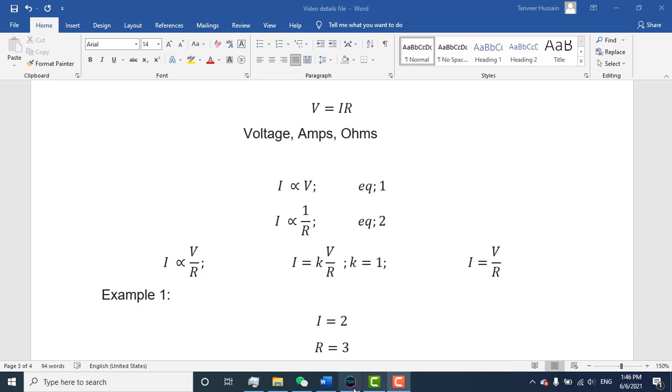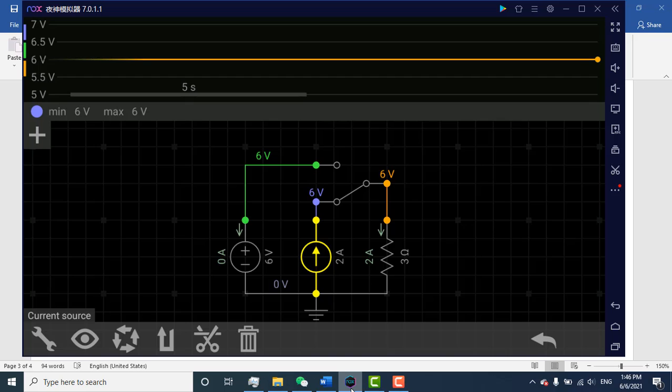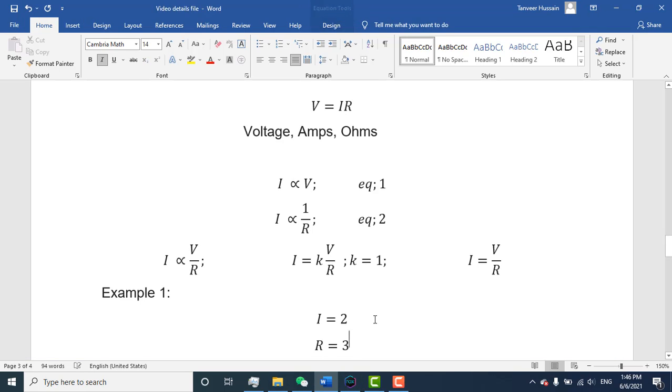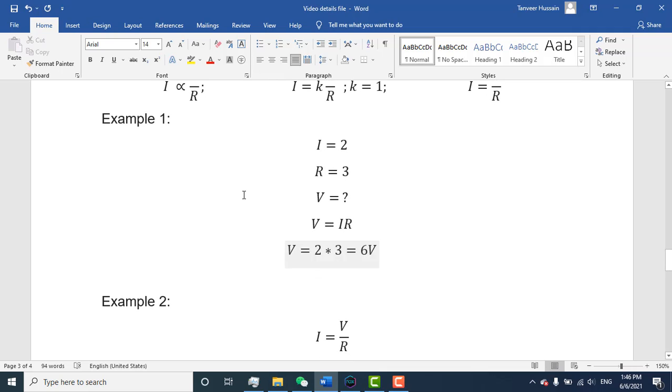So let's go for the example and simulation. In example 1, current is 2 amps, I is equal to 2, resistance is 3 ohm, and what will be the voltage? If we write in the formula, V is equal to I into R, so it would be 6 volt, where I is 2 and R is 3 ohm. 2 into 3 is equal to 6 volt.